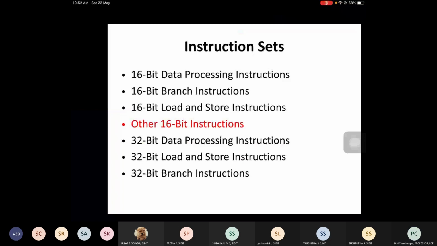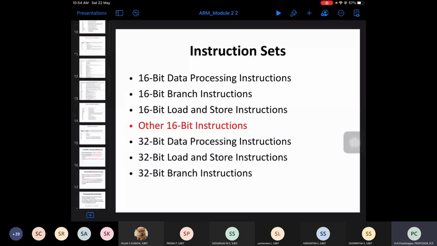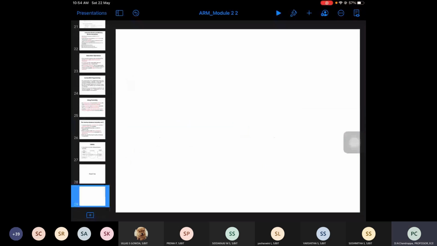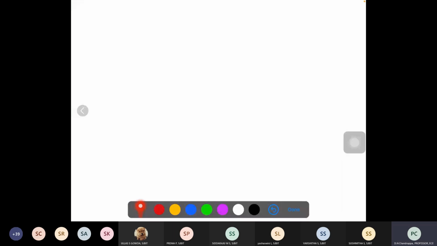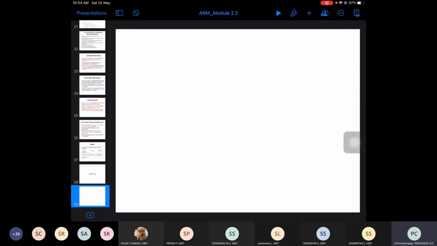Now today, instead of giving the list of 32-bit instructions, I am going to explain a few instructions that belong to both ARM mode and Thumb mode. ARM mode is nothing but 16-bit instructions, and Thumb mode is nothing but 32-bit instructions.